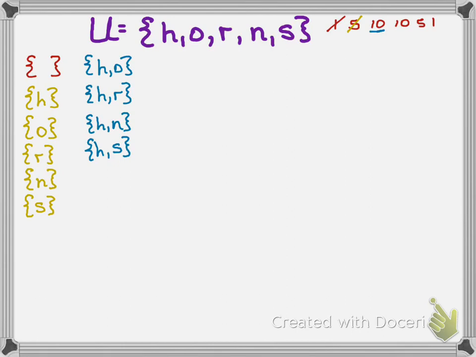Now let's look at everything starting with my O. So I have O, R, I have O, N, I have O, S.